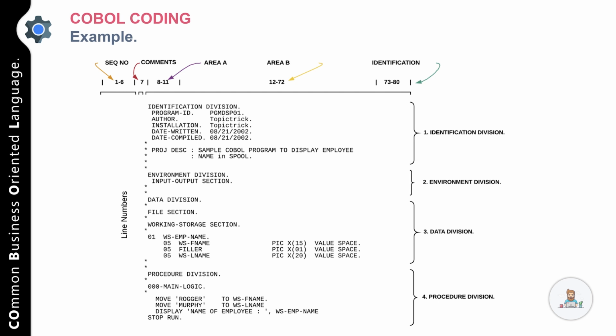If you look at the right-hand side of your screen, I've given the 4 different divisions into which your COBOL program is divided. The first one is the identification division, then the environment division, then the data division, and thereafter the procedure division, where we specify the business logic. In the next couple of slides, we're going to look into each of the divisions and the orientation of a COBOL program. As of now, just remember that this is how you're going to write your COBOL program, and these are the positions that you have to keep in mind.